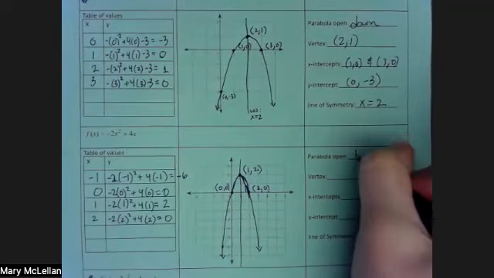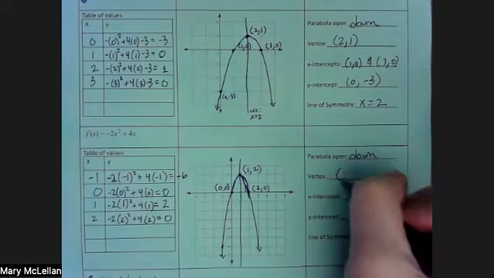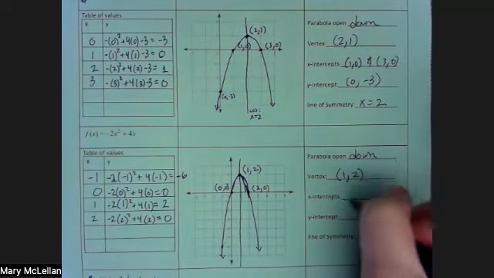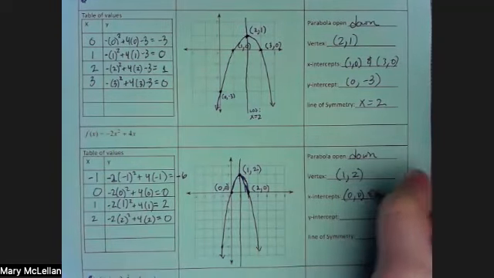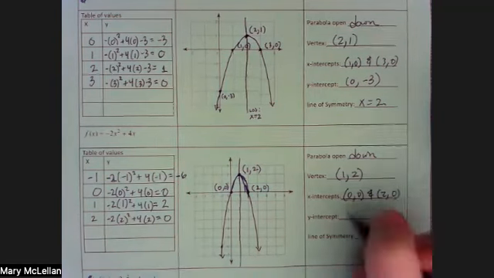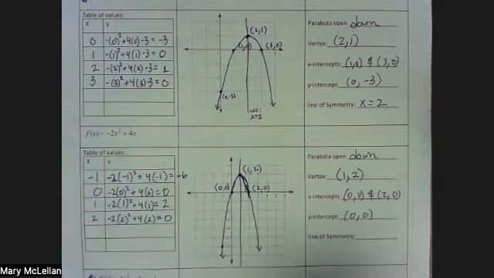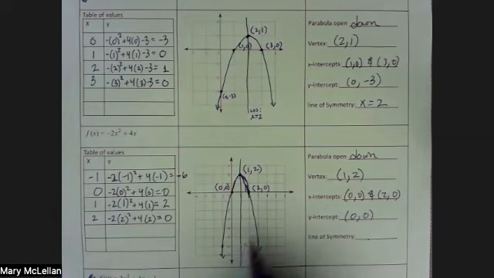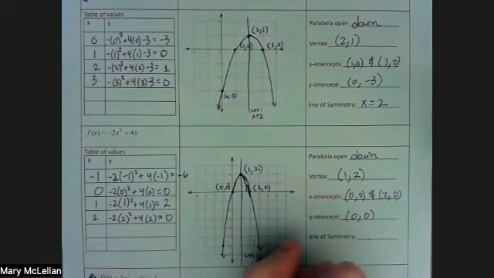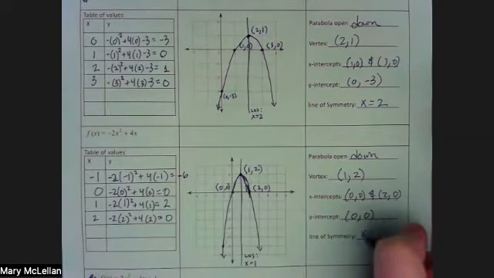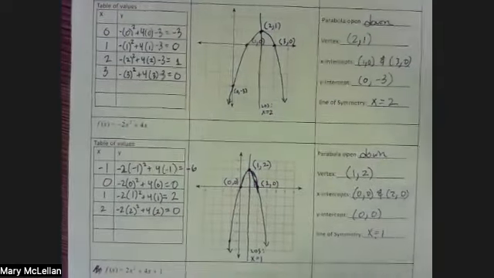Okay, the parabola opens down. The vertex is at 1, 2. The x-intercepts are 0, 0, and 2, 0. My y-intercept is 0, 0. My line of symmetry, oops, I forgot to label it, is x equals 1. Next.